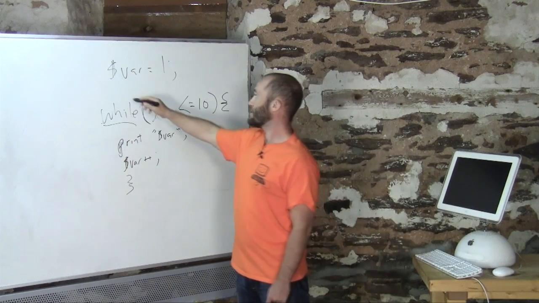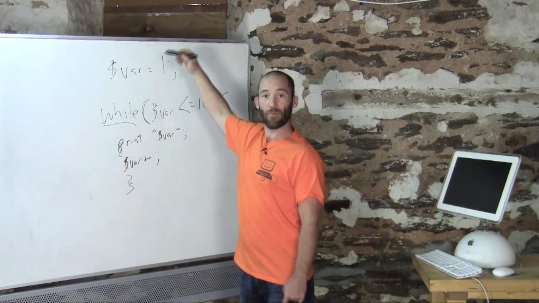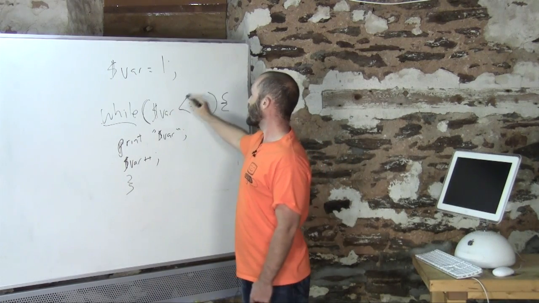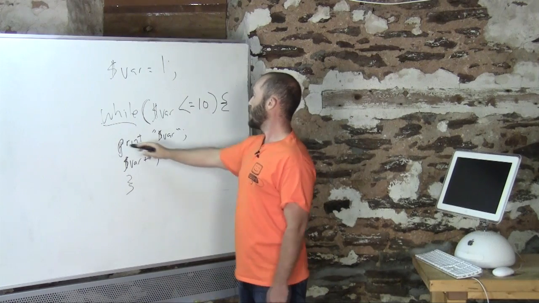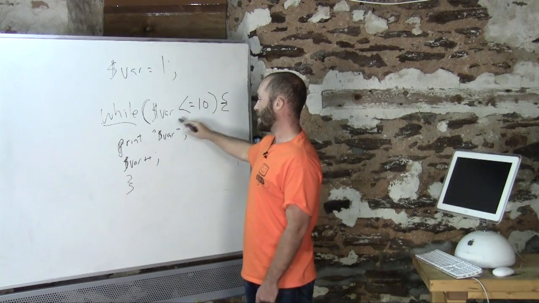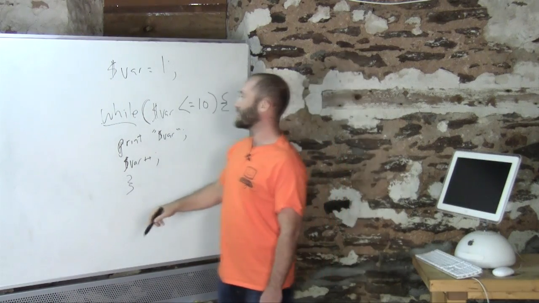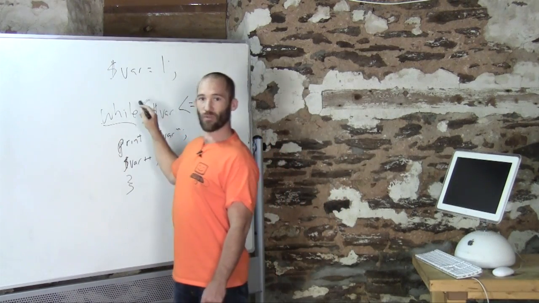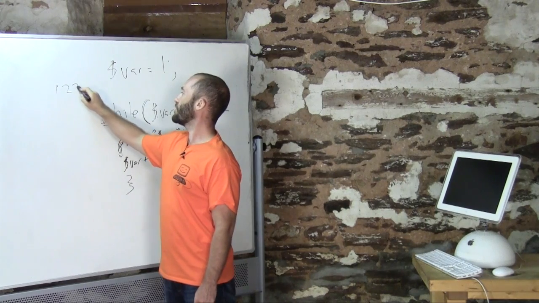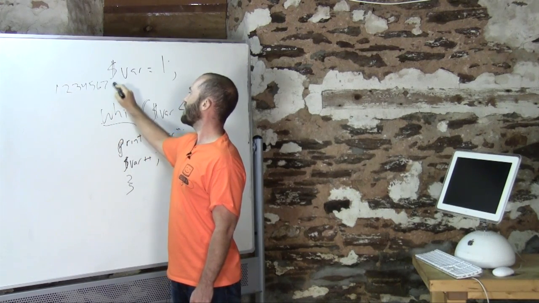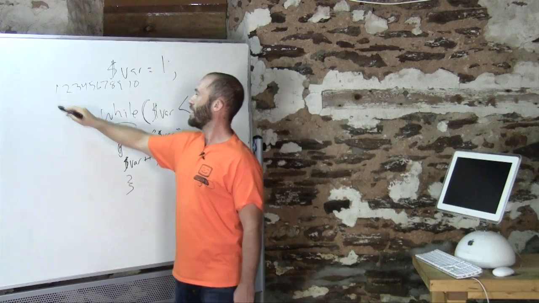So what happens is we've set the value of the variable var to 1. While var is less than or equal to 10, it will print out the value of var. It will increment, and then it will print it out again. So basically what you're going to get is when this script runs, it'll do 1, 2, 3, 4, 5, 6, 7, 8, 9, 10. And that's what will happen.